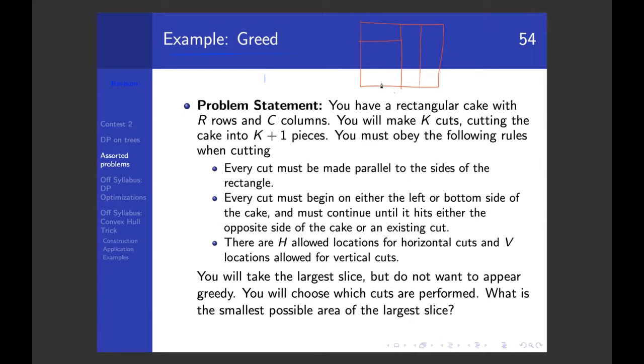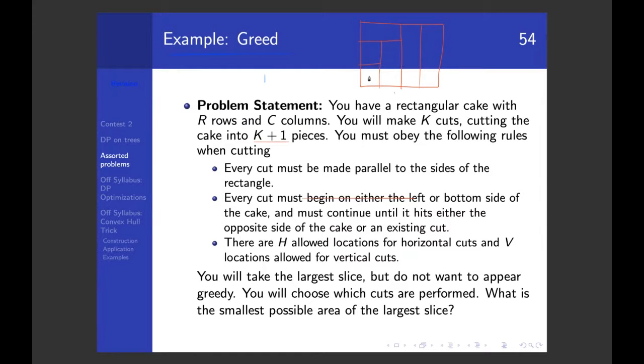We keep going there. If we cut here, then we keep going till we hit here. If we cut here, we keep going till we hit here. However, we can't cut here, for example. Why? Because we must start all our cuts from the left or the bottom. Now, you're guaranteed when you cut like this, K cuts will make K plus 1 pieces.